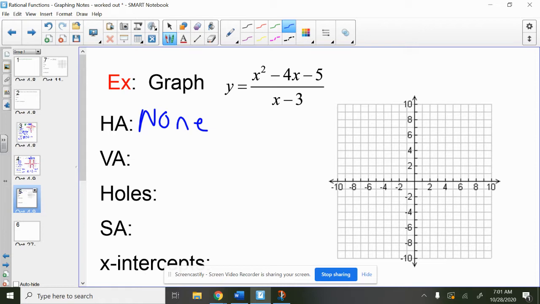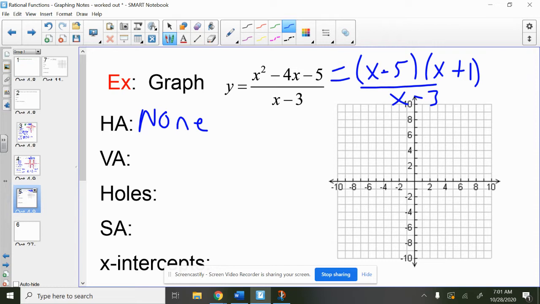Vertical asymptotes, this is where we want to factor everything out. Here, this would multiply to -5 and add to -4. So it would give me x minus 5, x plus 1, and my denominator I don't have to do anything with. Notice that nothing cancels out. A hole makes the numerator and the denominator equal to 0. A vertical asymptote just makes the denominator equal to 0.